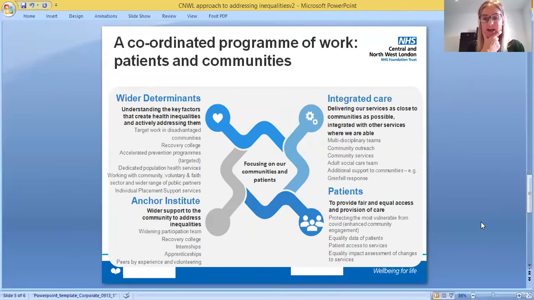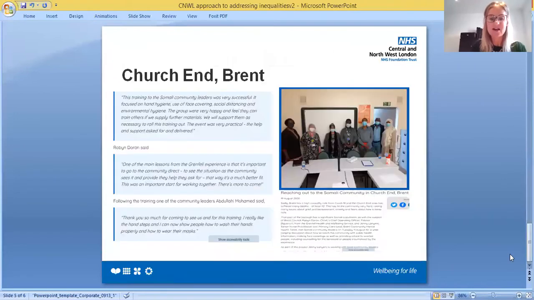And in terms of our patients, looking at that access, looking at those pathways, and ensuring we're paying attention to the data that shows where there might be inequalities, and again, taking action to address those. So I wanted to end by just showing an example of a piece of work that we've been doing very recently in Brent. So if we move on to the next slide.